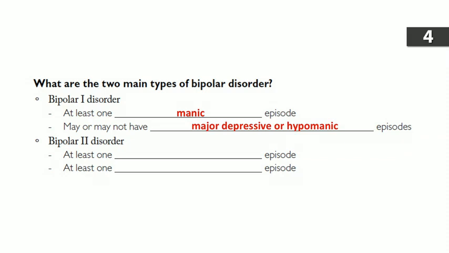Then bipolar 2 disorder requires at least one hypomanic episode plus at least one major depressive episode. So for bipolar 2, they do have to have both. And they can't have had a manic episode. If they've ever had a manic episode, that would make the diagnosis bipolar 1 disorder.